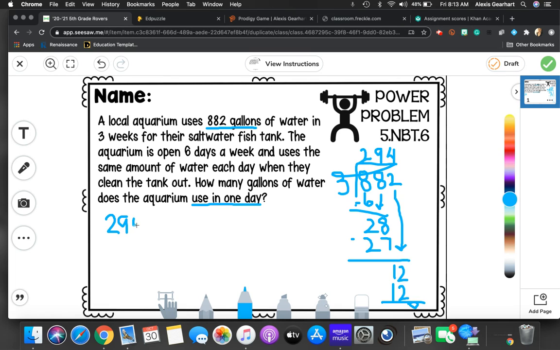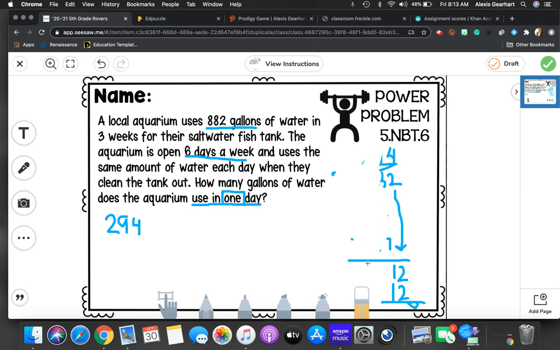Now that is not our final answer, because they want to know how many gallons they're using in one day, not 1 week. So we need to take our weekly gallons and divide it by 6, because they are only open 6 days a week. So we're going to do 294 divided by 6.